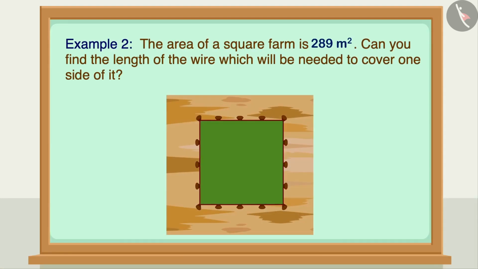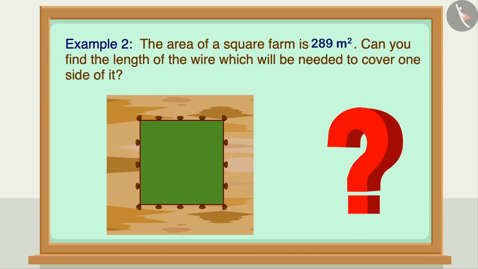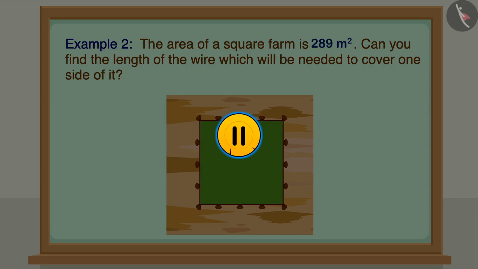The area of a square farm is 289 square meters. Can you find the length of the wire which will be needed to cover one side of it? You may pause the video here and solve the question yourself.